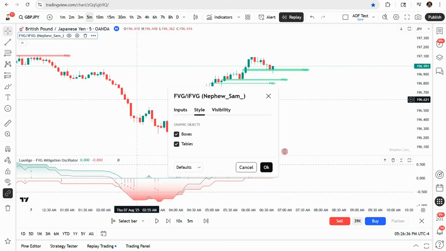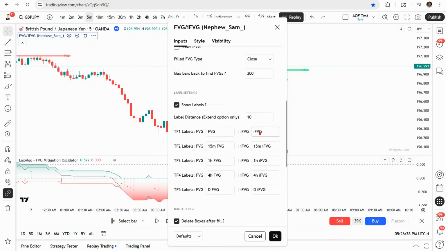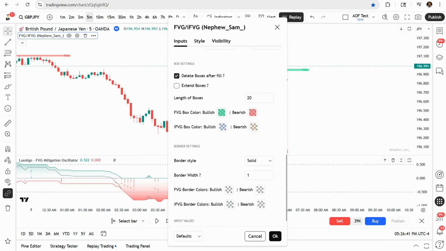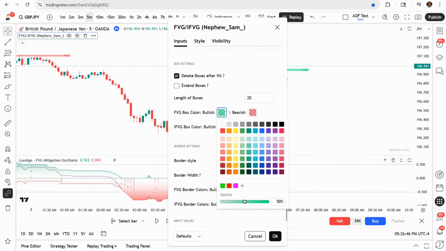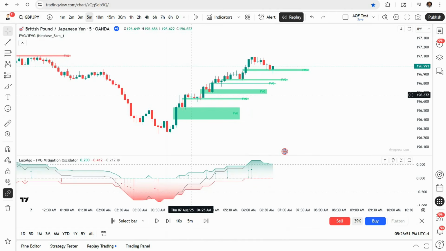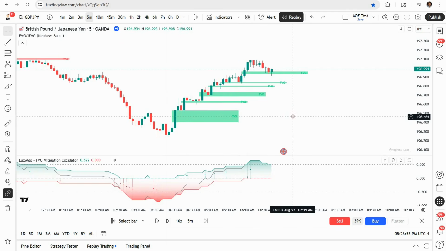Jump into the settings, and the only modification is in the input. Scroll down here about midway down and go to the FVG box color, bullish and bearish, and just bump up the opacity to about 50%. And that just makes the boxes, the gaps, a tad bit easier to see.